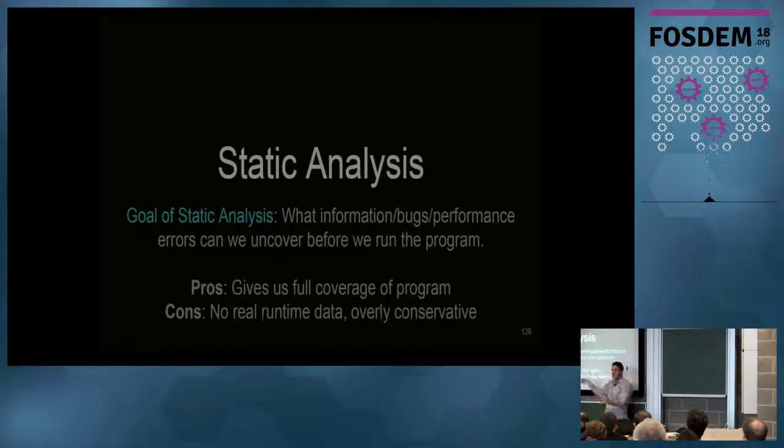This first pass is sort of getting at a static analysis. Brief reminder on what static analysis is. What kind of information, bugs, performance, errors can you uncover before you run the program, to aid the programmer? It's a great way to get full coverage of the program, what's going on. Cons, you're not actually running the program and you might be overly conservative exploring code that actually doesn't run. So that computation might grow unnecessarily.